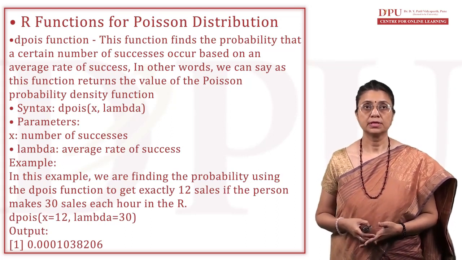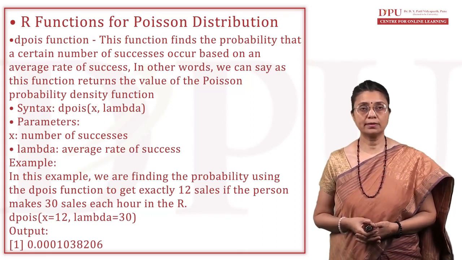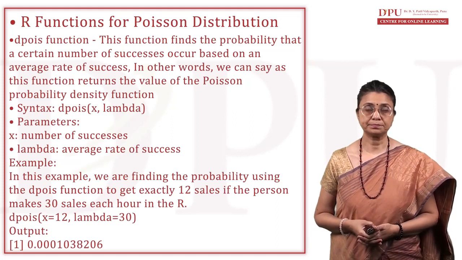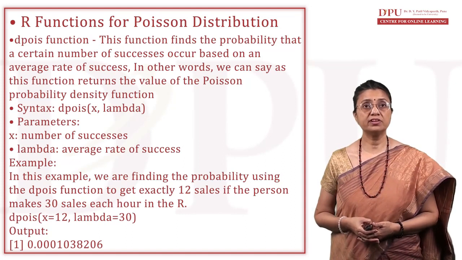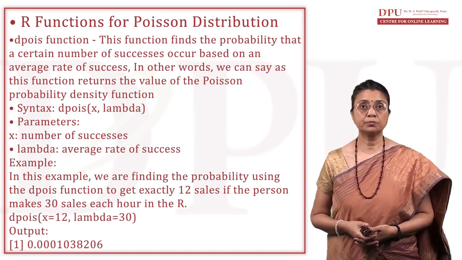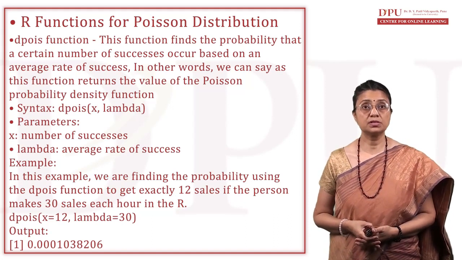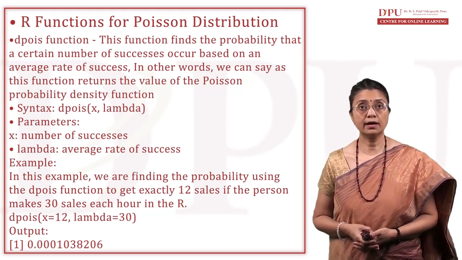density function. The name of the function is dpois, and dpois has two parameters. The first one is x and the second one is lambda. x is the number of successes and lambda is the average rate of success. In this example, we are finding the probability using the dpois function to get exactly 12 sales if the person makes 30 sales each hour.